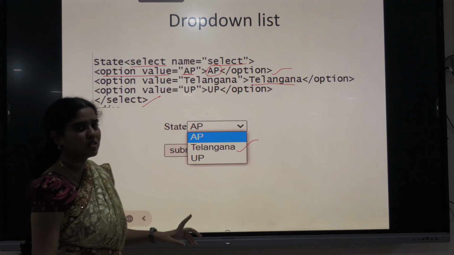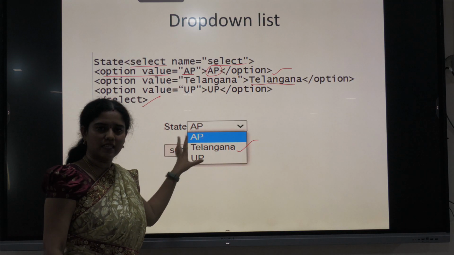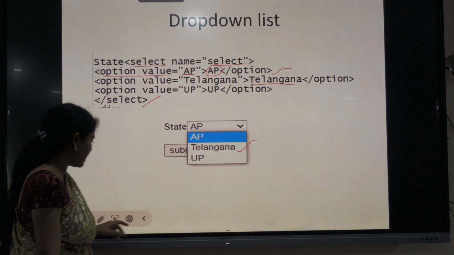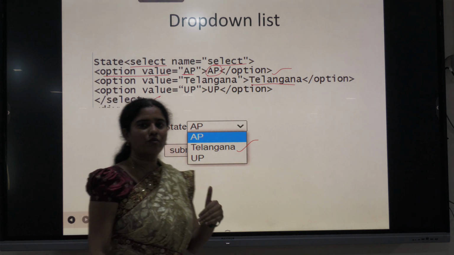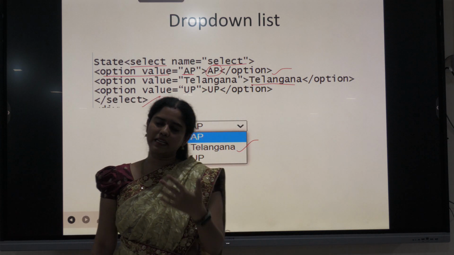So this is all about the control buttons that we have. And in the coming class, we will be discussing the different frames, how we divide the frames into rows and columns. We will be seeing it in the next class.